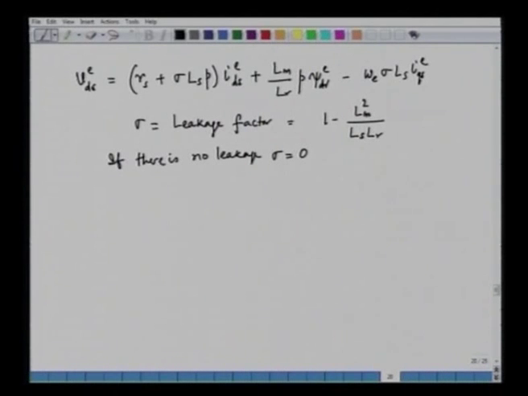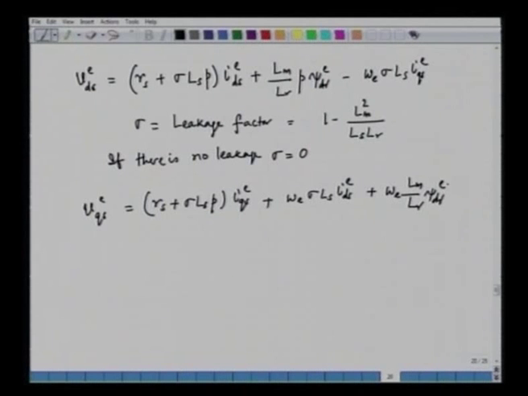Now, similarly, in the q axis, we can rewrite this equation: VQSE is equal to (RS plus sigma LSP) into IQAC, plus we can have here omega E sigma Ls into IDSC plus omega E into Lm by Lr into psi dr E. So, this is the equation for the voltage in the q axis. So, we have the equation for the d axis and the equation for the q axis voltage.